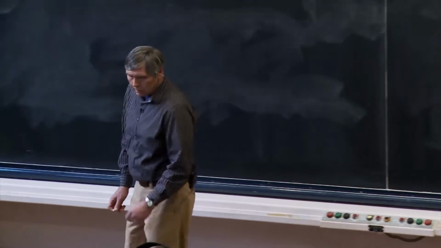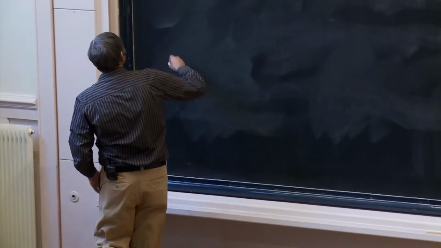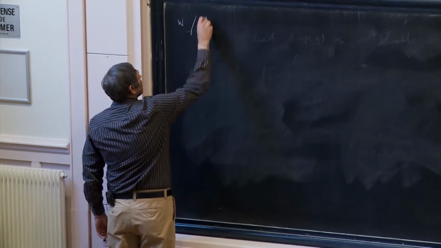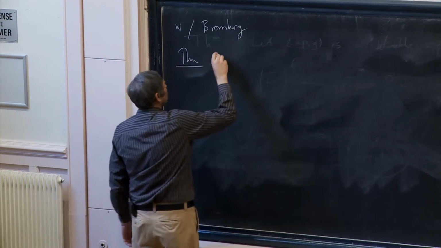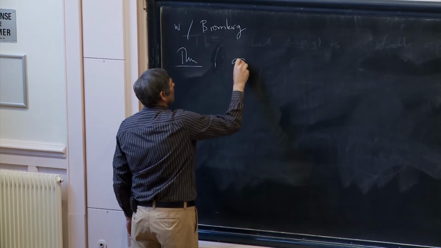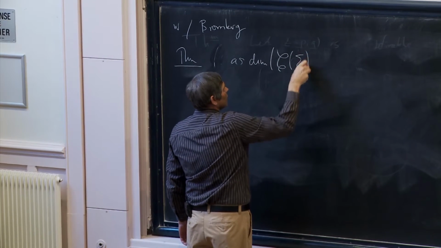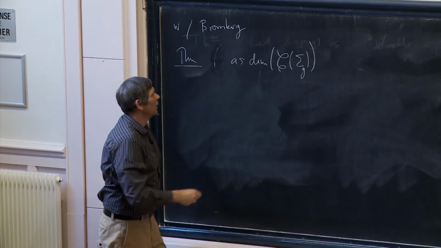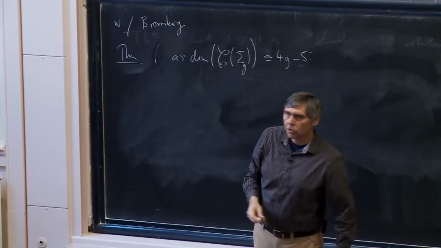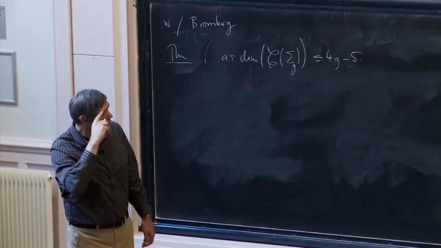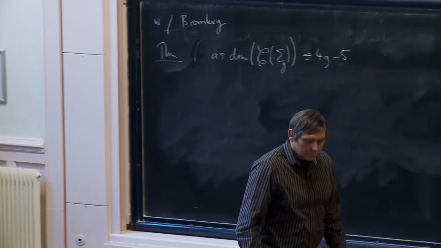So the theorem that I want to talk about is joint work with Ken Bromberg. And the theorem is that the asymptotic dimension of the curve complex, so this is now in genus g, so sigma has genus g, say, is less than or equal to 4g minus 5. Which is curious because this is exactly the virtual cohomological dimension of the mapping class group.